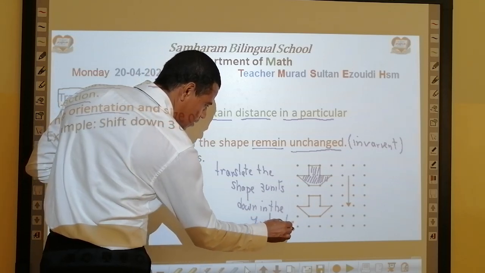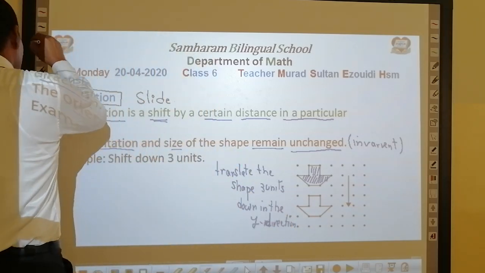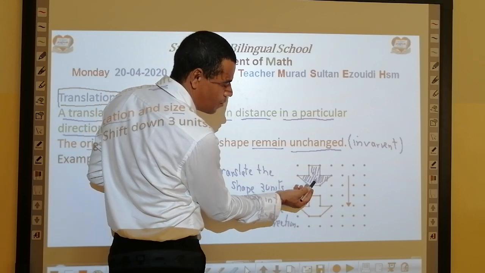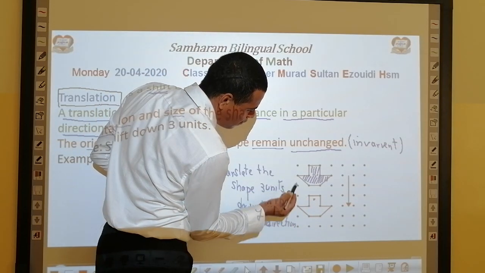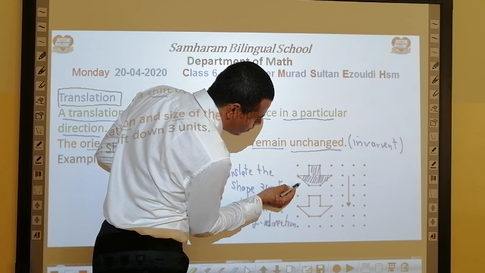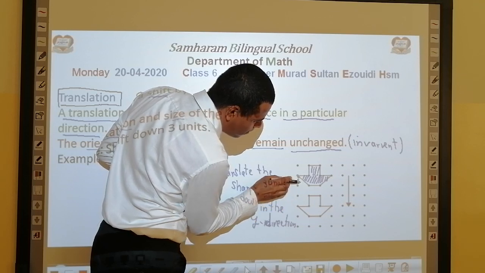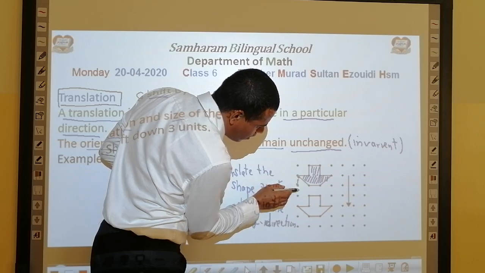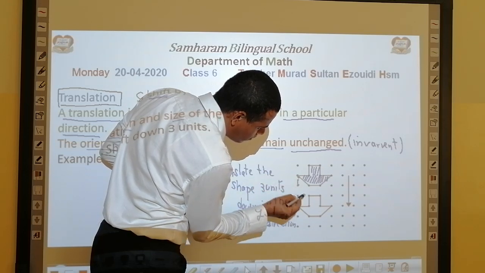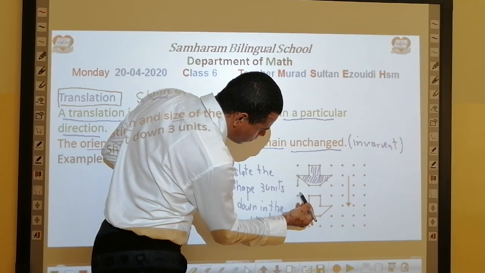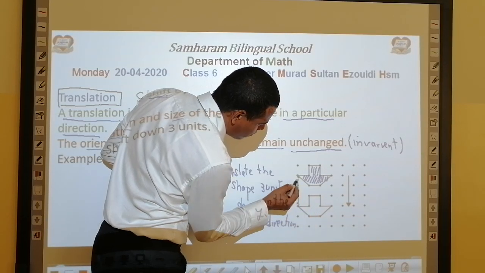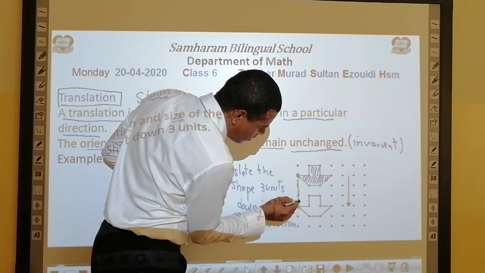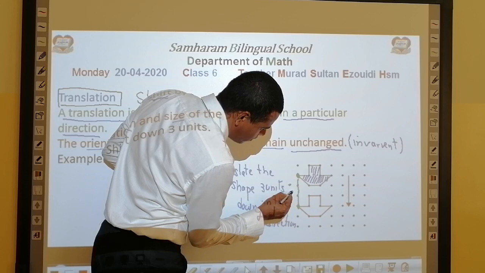What does it mean, my kids? It means I will move the shape 3 units down. For example, if you start from this point, how many units must this point move? Down 3 units. This is 1 unit, then 2 units, then 3 units. So after translating, the image of this point is here. So this is 3 units.